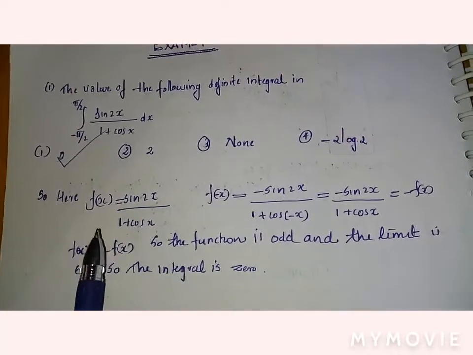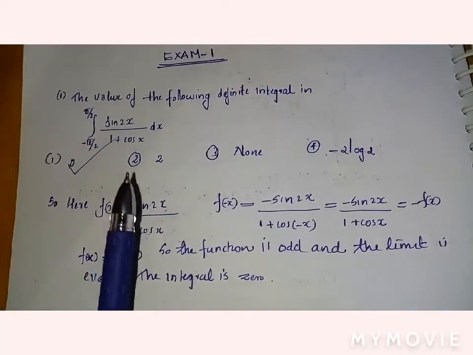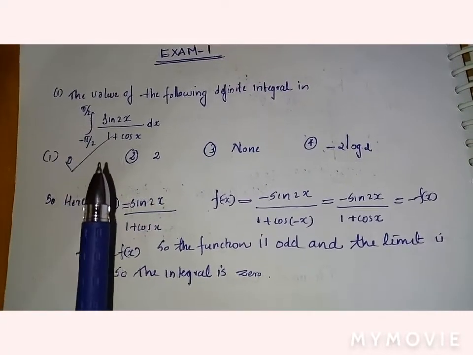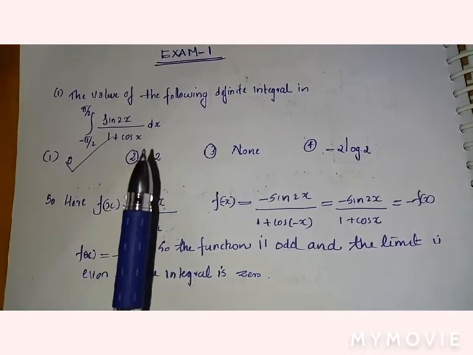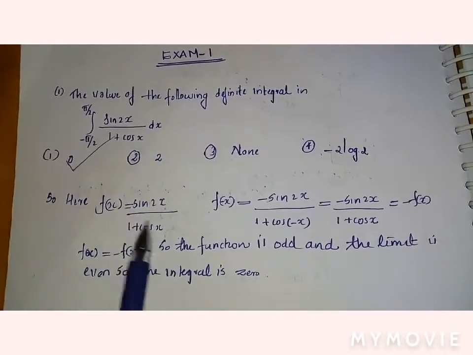The detailed solution of these questions. The first question, that is integral from minus pi by 2 to plus pi by 2 of sin 2x divided by 1 plus cos x dx. Here we know the function as like this.